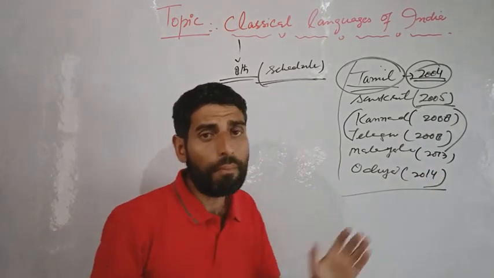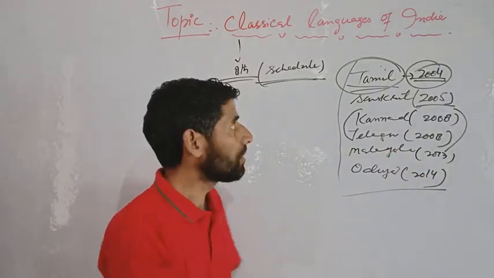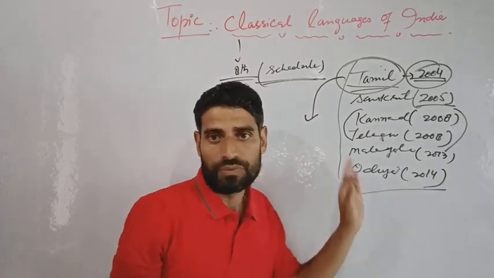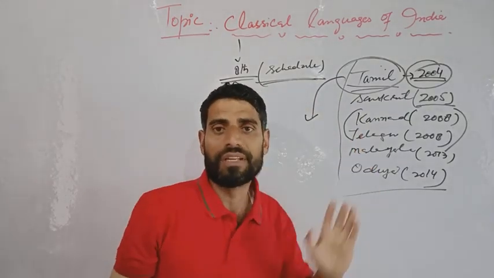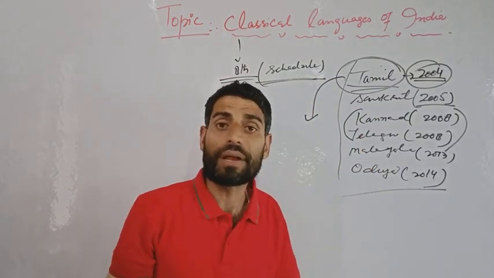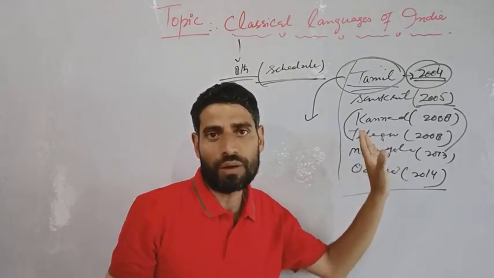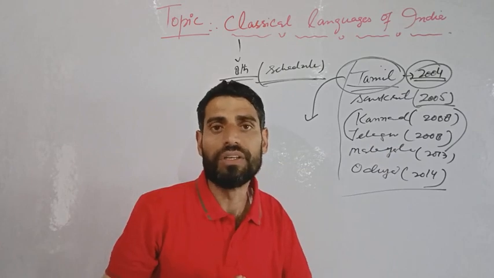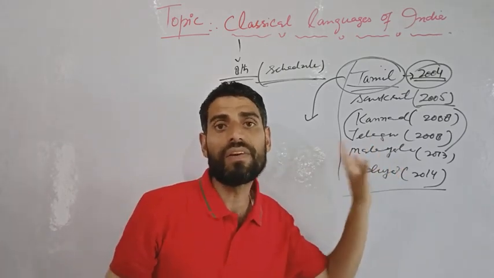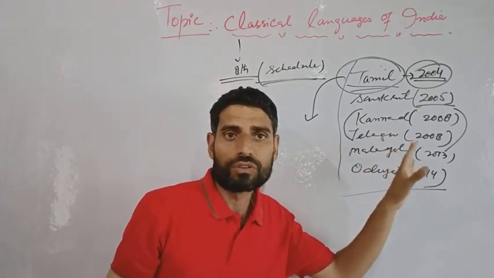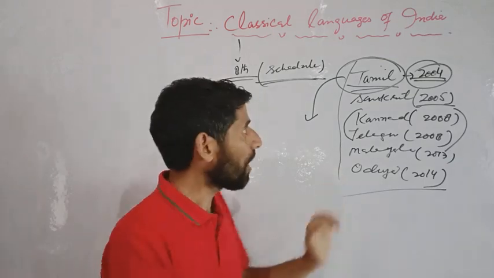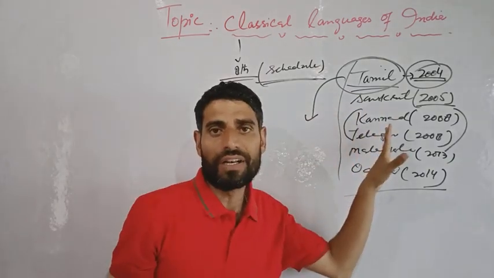So my dear students, as we know, Tamil is one of the Dravidian and regional languages of India. It belongs to the beautiful Sangam literature. Tamil is one of the oldest surviving languages of the world. Clear? So we see that Tamil is a Dravidian language.